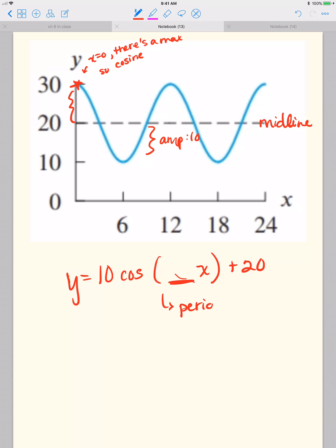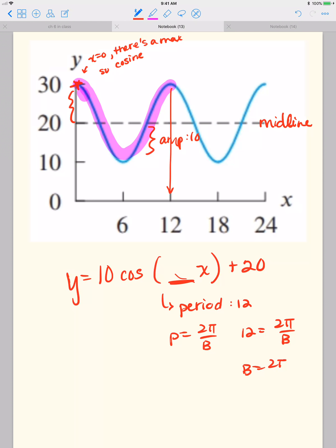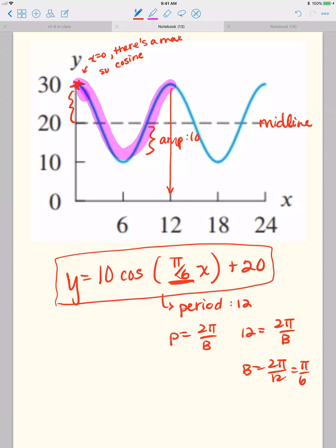So if the period we identify, again, start it, do one full cycle, it does match an x value of 12, so the period is 12. And using that period as 2 pi over b, we have 12 equals 2 pi over b. B is 2 pi over 12, or pi over 6. So your formula is 10 cosine of pi over 6 x plus 20.